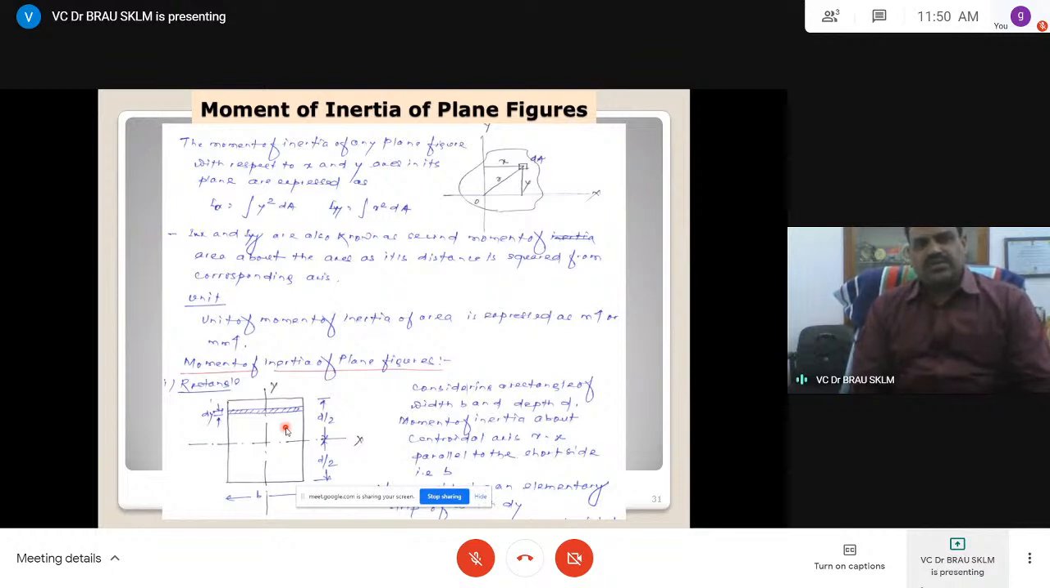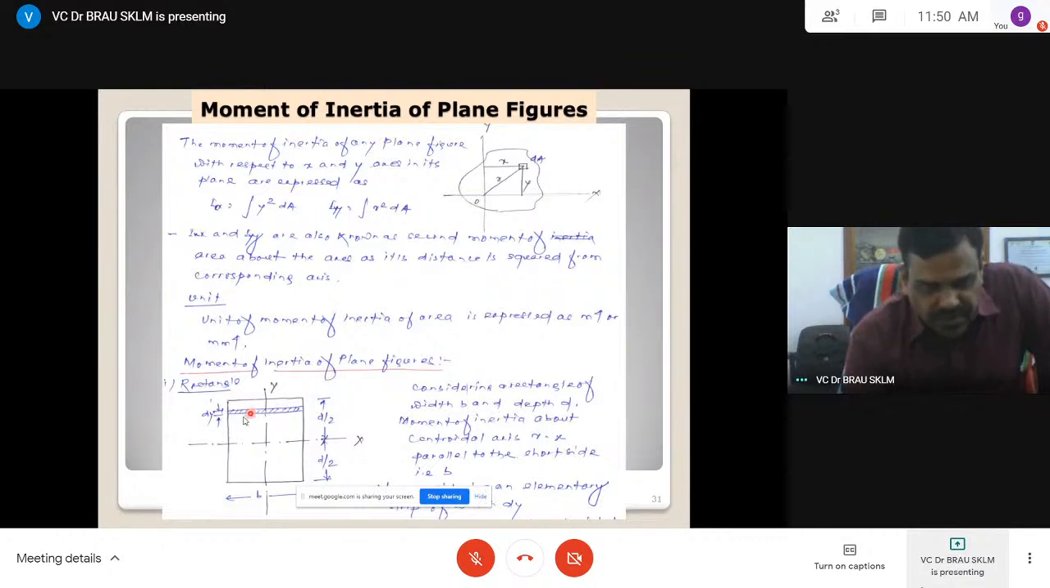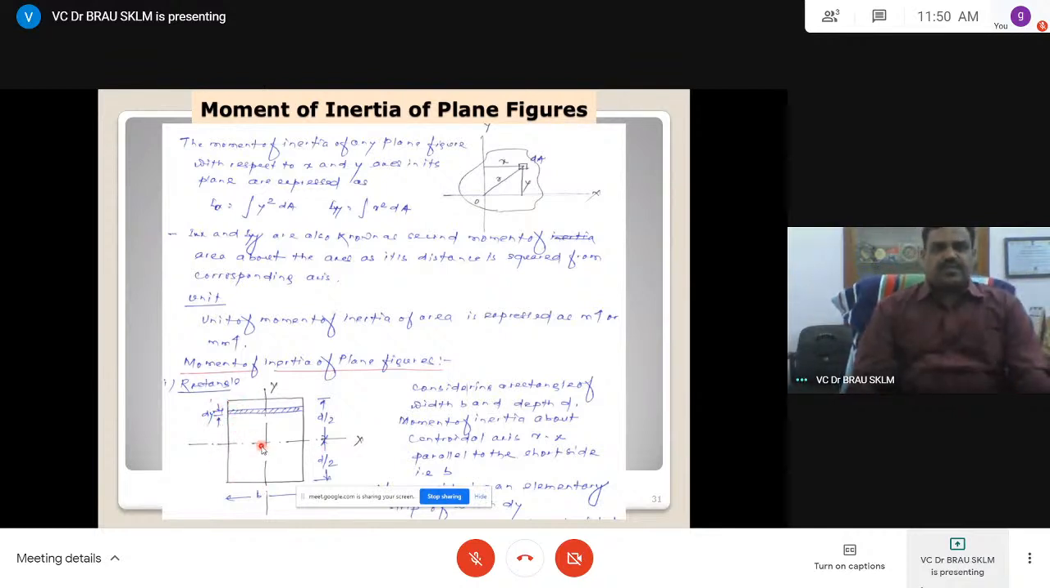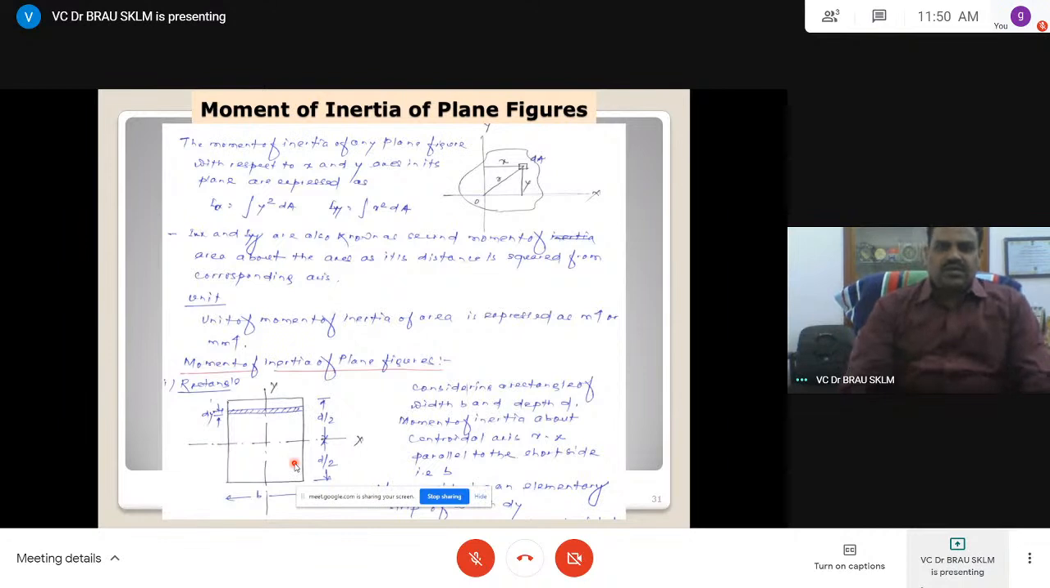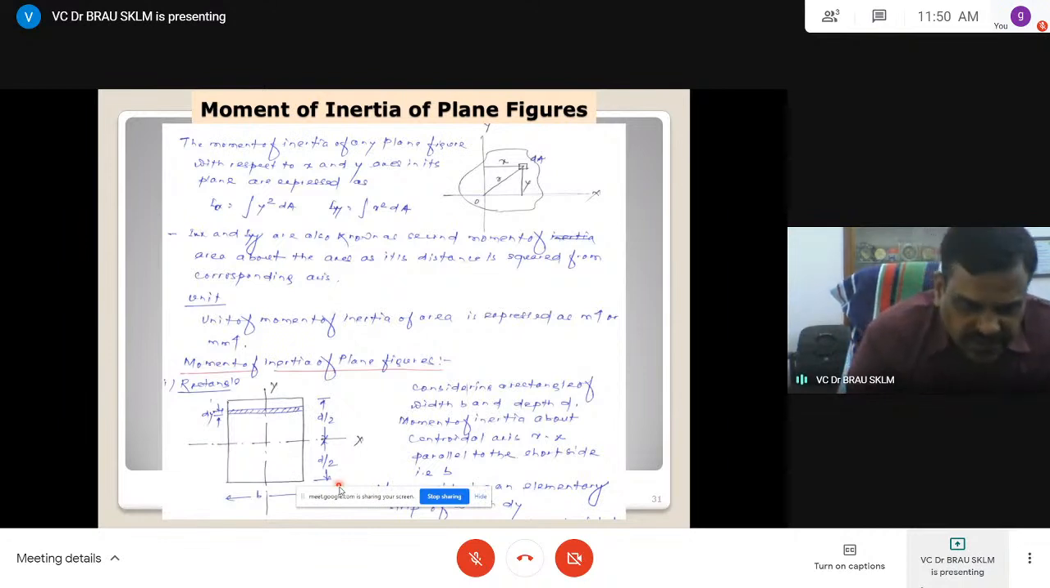Here, for the moment of inertia of a plane figure, in the rectangle case, consider a rectangle with a small width of dy, about the x-axis and y-axis passing through the centroid. The dimensions are given: this is B and this is D.